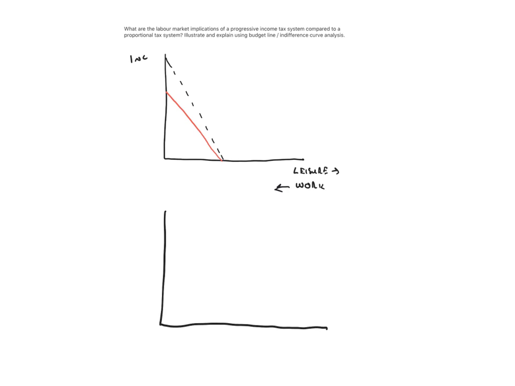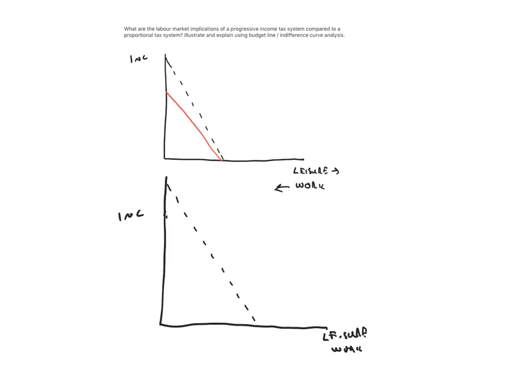So I'll just draw another graph. So income, leisure, work. And here we have, assuming there's no tax. And then we have a progressive system.